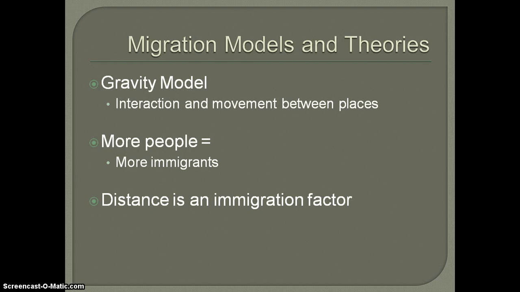So the immigrant's more likely to find someone like themselves in a larger area with more people just, by chance, because the larger the population, the more likely they are to find someone like themselves.